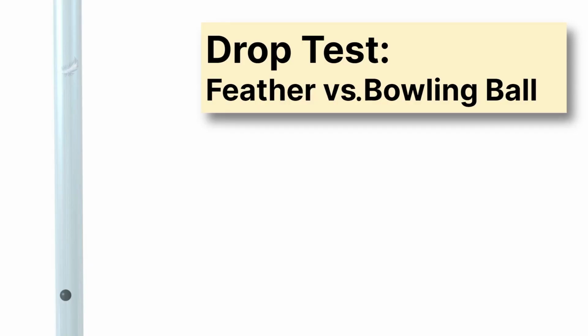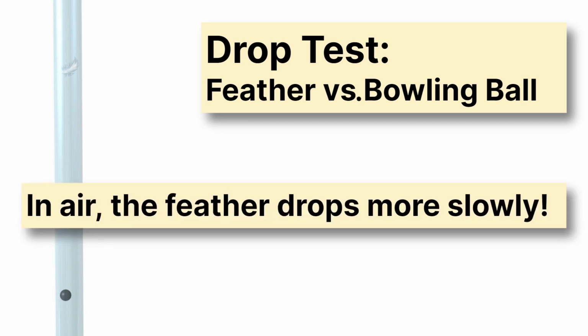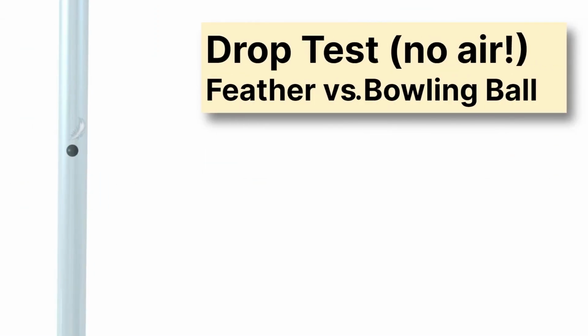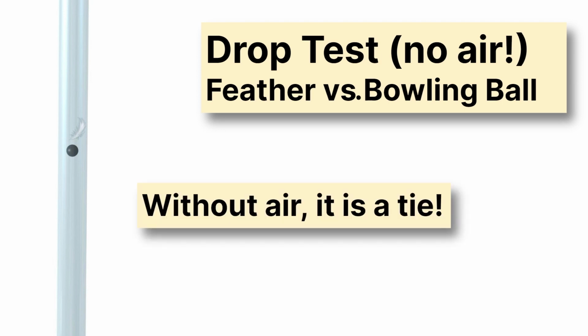Here's a drop test. We're dropping a feather and a bowling ball. And when we drop a feather and a bowling ball, we know that the feather will drop slower than the bowling ball. No surprise there. So in air, the feather drops more slowly. But here's the trick. If we remove the air and we drop them again, they actually tie. It's only the presence of air that makes them fall at different rates. Without air, it's a tie.